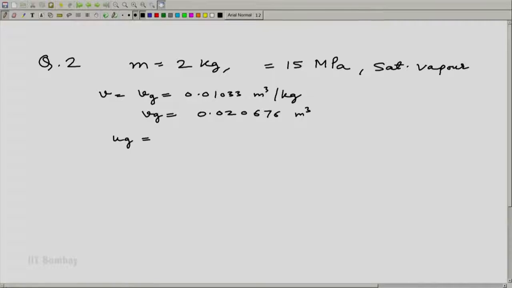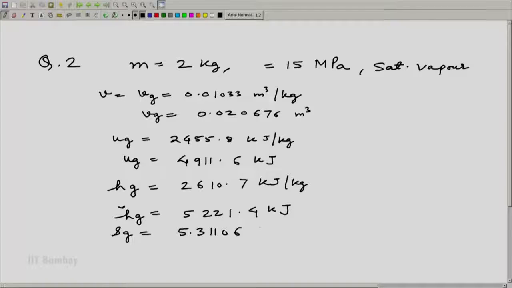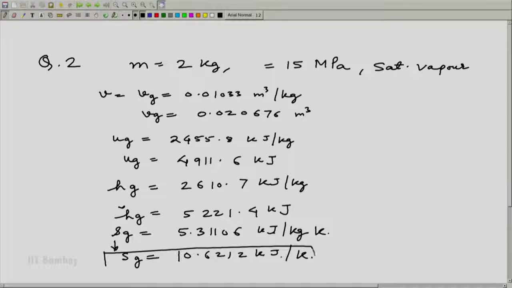Similarly, Ug is equal to 2455.8 kilojoule per kg. In our case Ug will be equal to 4911.6 kilojoule, not per kg now. Similarly, Hg from the table is 2610.7 kilojoule per kg. In our case Hg will be equal to 5221.4 kilojoule, and Sg is equal to 5.31106 kilojoule per kg Kelvin, which for 2 kg will be S equal to 10.6212 kilojoule per Kelvin now. This is the value of Sg. So these are our values for 2 kg.